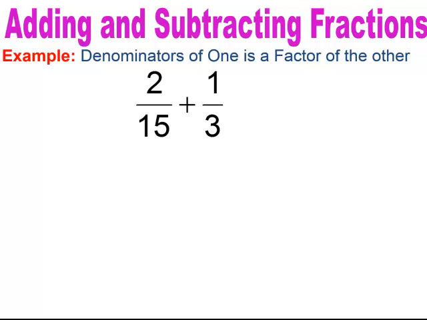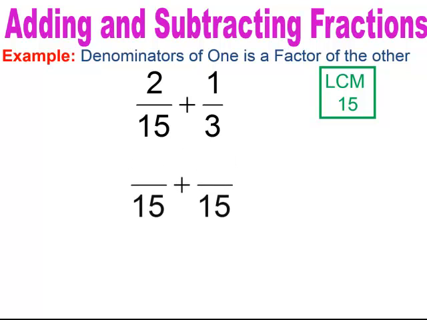So in this case, I have 2 over 15 plus 1/3. And I need a common denominator in order to add these fractions. So I'm always checking the case scenarios. Does the smallest denominator divide in evenly into the largest? And in this case, yes, 3 divides into 15. Therefore, my least common multiple will be 15. So what that means is I want both denominators to have a denominator of 15.